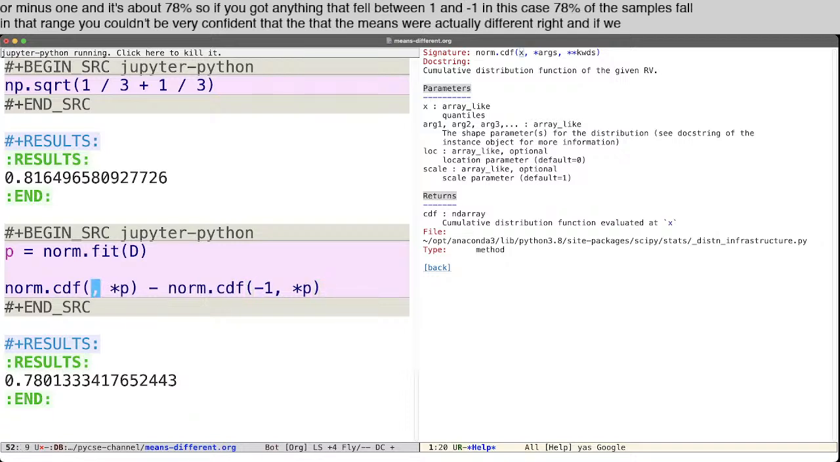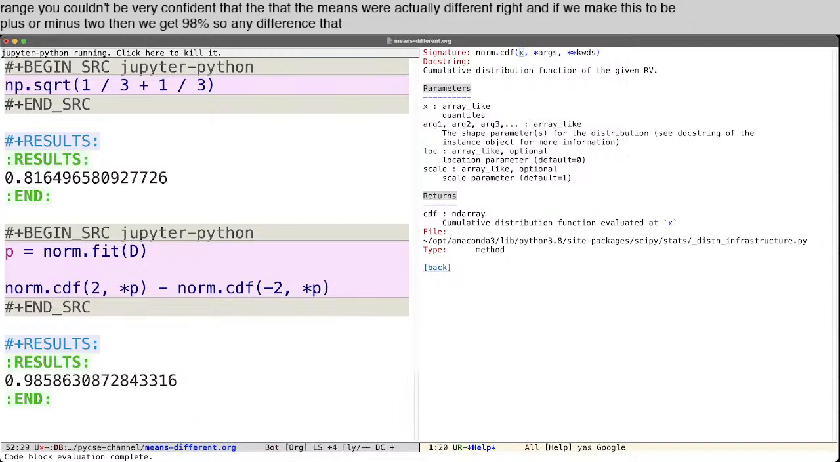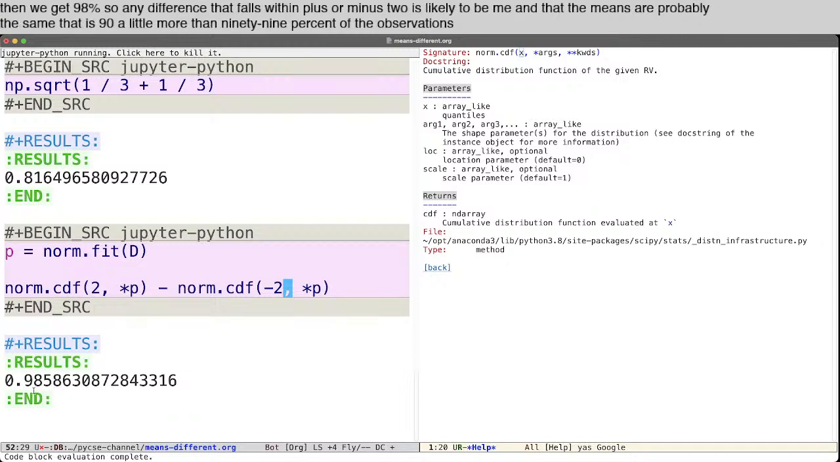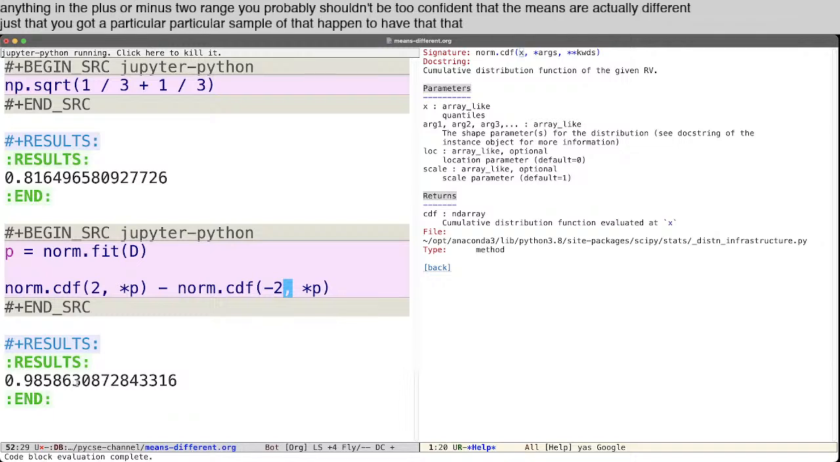And if we make this plus or minus 2, then we get 98%. So any difference that falls within plus or minus 2 is likely to mean that the means are probably the same. That is a little more than, let's round up, 99% of the observations fall between plus or minus 2 here. And so if you get anything in the plus or minus 2 range, you probably shouldn't be too confident that the means are actually different, just that you got a particular sample that happened to have that difference.